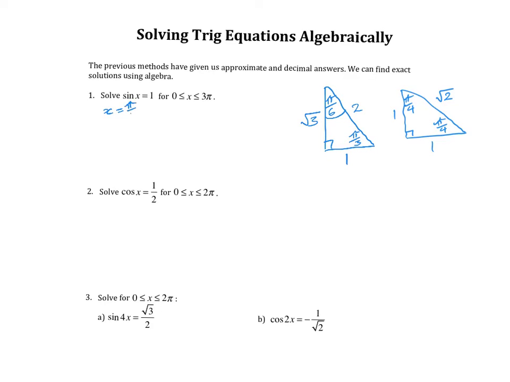Another way to think of it is on the unit circle, when is the y value equal to 1? That's up here at 0, 1. And remember, sine of theta is the y value. And so for that angle there, that is pi on 2, so it makes sense. That's another way to think of it.